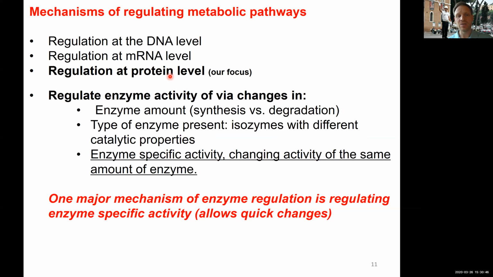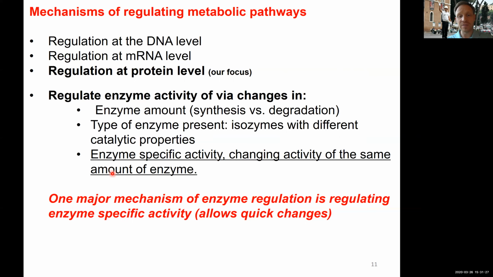And so again, there are a number of ways how regulation can occur at the protein level. Mostly we're looking at regulating enzyme activity. And there are a few ways that we can do this. We can change, for example, the enzyme amount. So we can either make more enzyme, which would intersect to some degree with regulation at the mRNA level, or we can degrade it. So simply changing the number of enzyme molecules that catalyze a reaction that you want to change. We could also look at different types of enzymes, so isozymes that have different catalytic properties. That would allow us to, for example, change activity, using enzymes with different catalytic rates.